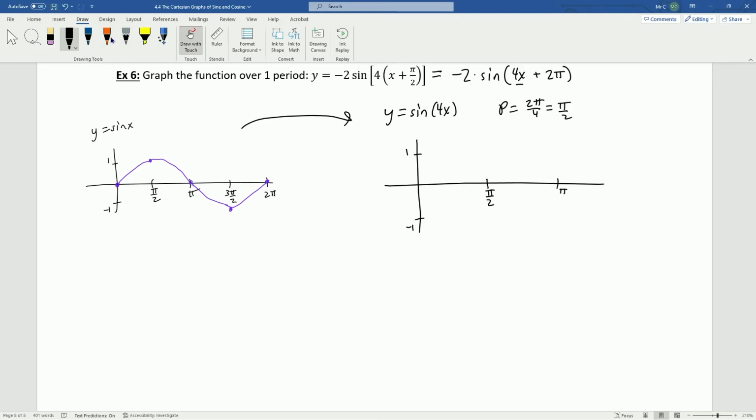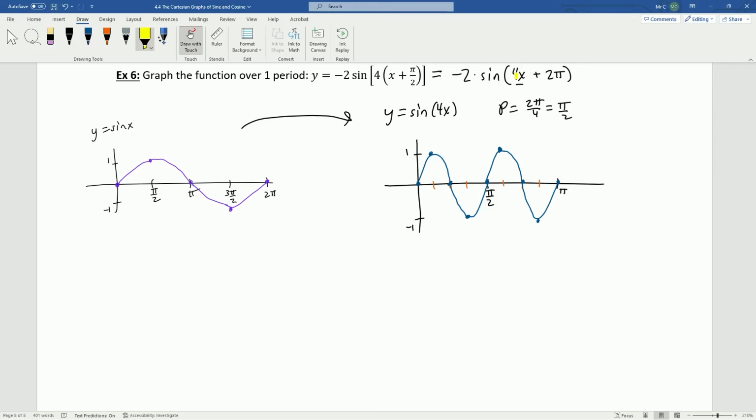So I just break this thing down into 4 subintervals, just like my 0 to 2 pi was broken into 4 subintervals. And then I repeat the same pattern, 0, 1, 0, -1, 0. And all that pattern, of course, is going to repeat every period. I'm just going to draw 2 periods of this because any more than that would be a little too time consuming. Okay, so that's y equals sine of 4x.